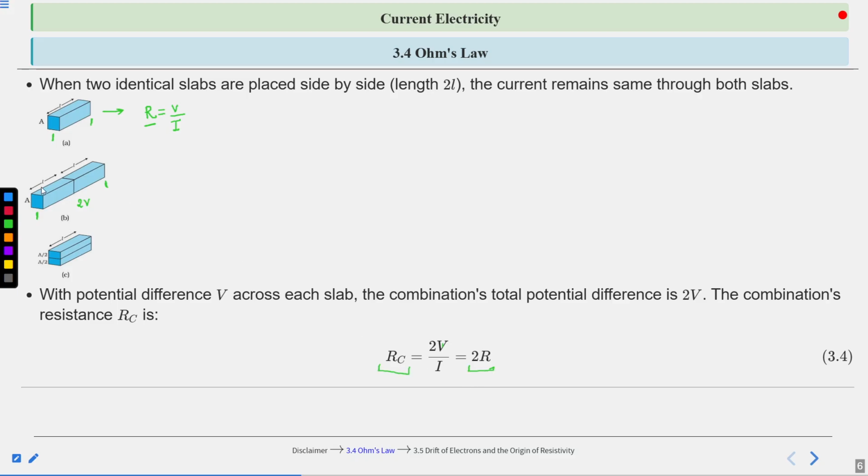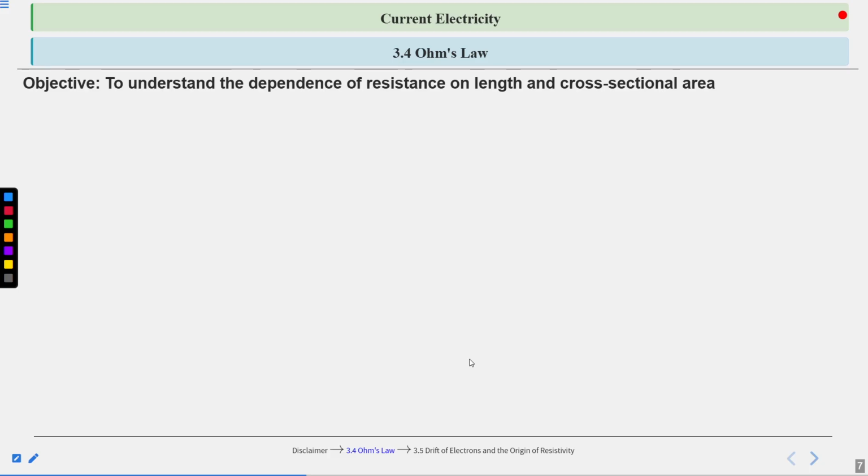When we double the length, the resistance of the combination also doubled. When we increase the length, the resistance of the combination also increased. What does this mean? That resistance is directly proportional to length. Means if length is increasing, resistance is also increasing. So the resistance is proportional to length, like this. If length is increasing, this resistance will also increase. If length becomes double, this resistance will also become double.